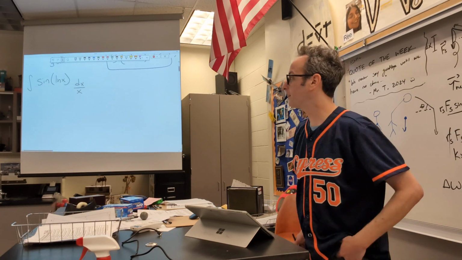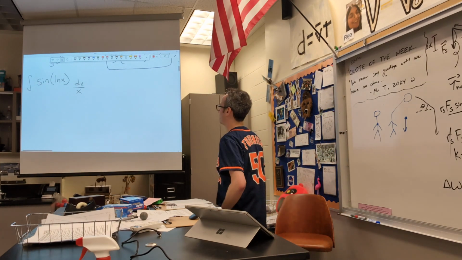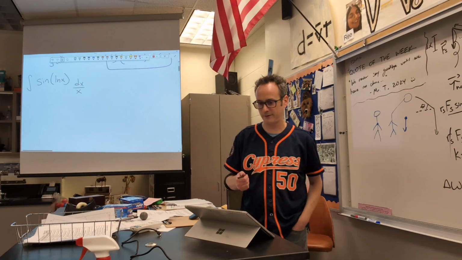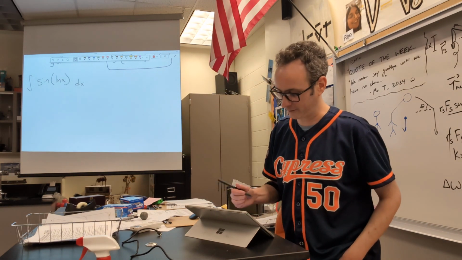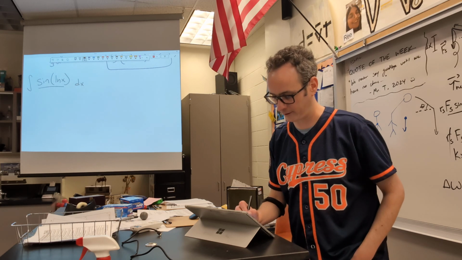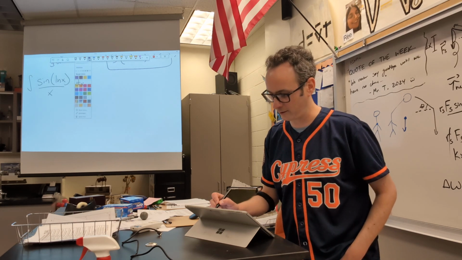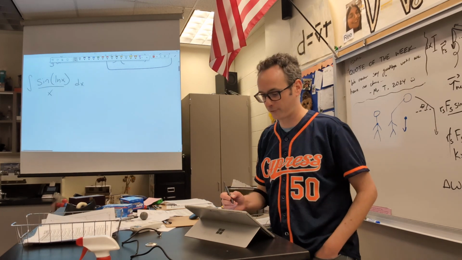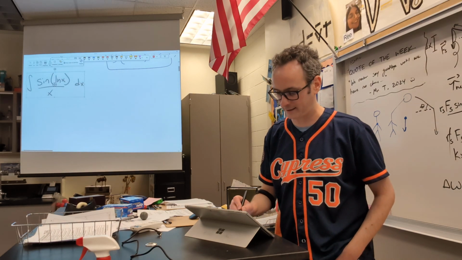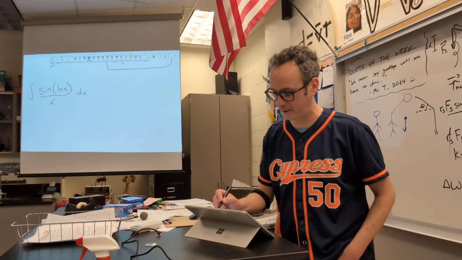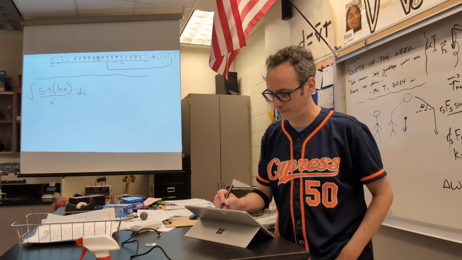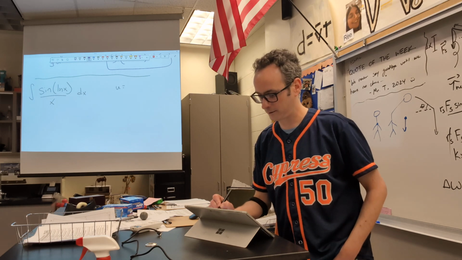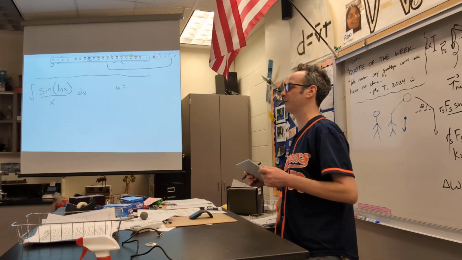Let's do another one. The integral of sine of the natural log of x, dx over x. Let's just put the over x here. Again, we already know that these are u-substitution, but if you saw something like that, you'd probably go, oh God, I don't know how to do this integral. But then you go, wait, u-substitution. What could I make my u here? Where's the function within the function?